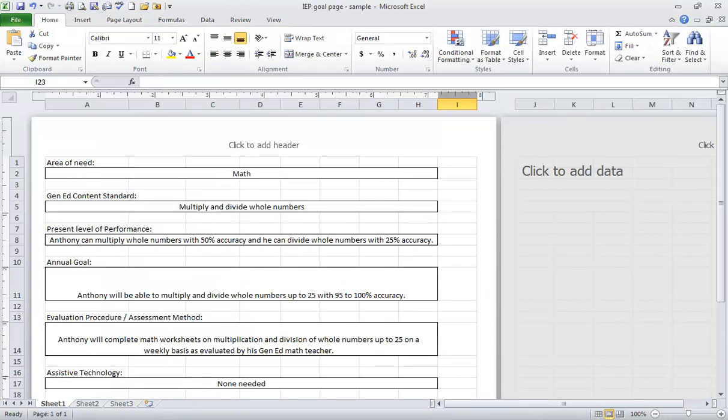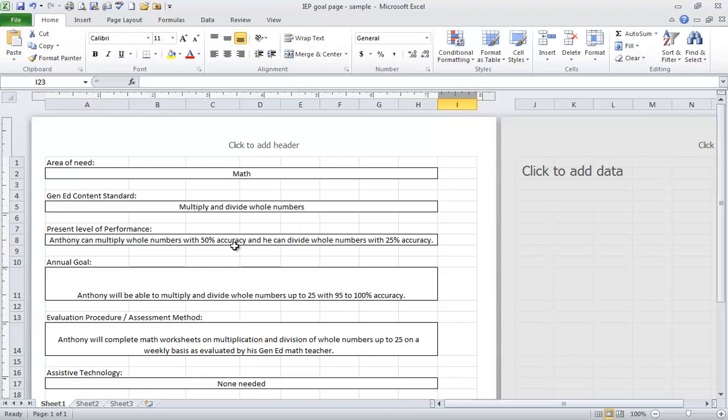This is the Excel file provided with the assignment, and I've chosen the area of math to write this particular goal. I went out to the math standards and identified this standard for 5th graders. I'm assuming that Anthony's far enough behind that it's going to take him the rest of his 5th grade year and the remainder of the year of his IEP in order to meet this particular standard for 5th grade math.